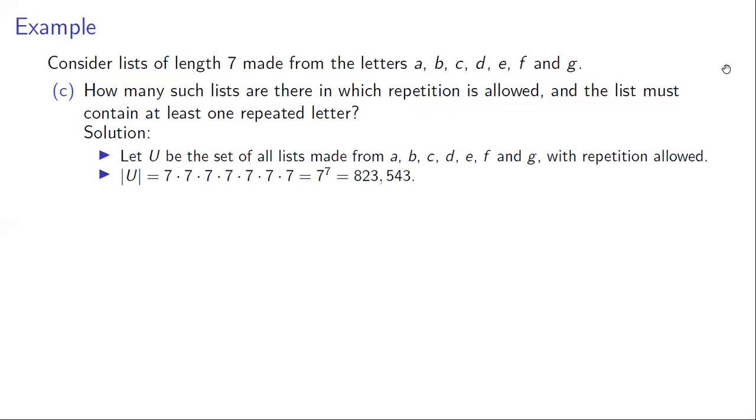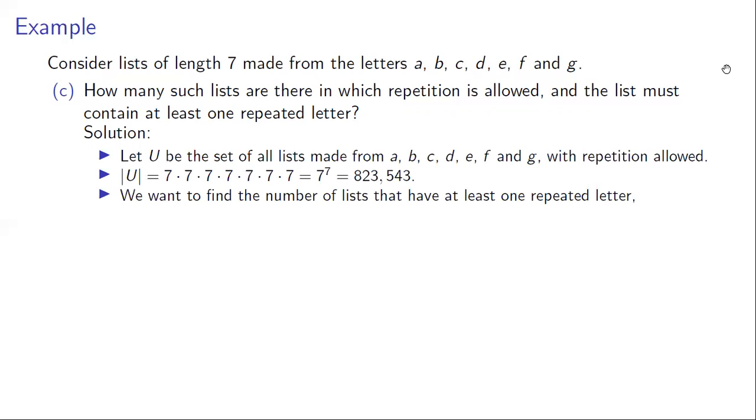Now we want to find the number of lists that have at least one repeated letter. That's a little difficult to count. So instead, we're going to start with the universe U, and subtract away all those lists that have no repetition. Those are the ones that we're not interested in, so we're going to remove those.